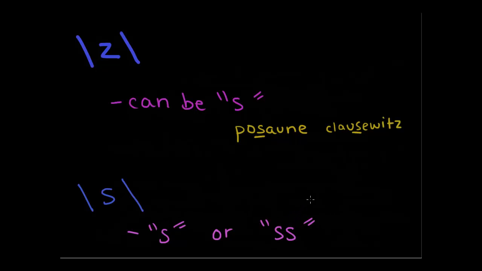Okay, so if you see the letter S in the spelling of a word, that means it can either represent the Z sound or the S sound. The main idea here is that one letter can represent more than one sound, just like in English. With the letter C, it can represent the K sound, as in cat, and it can represent the S sound, as in city or center. So that's basically what I'm getting at here, is that the letter S in German can either represent the Z sound, Posaune, Clausewitz, or the S can also represent the S sound, as in Volkslied.